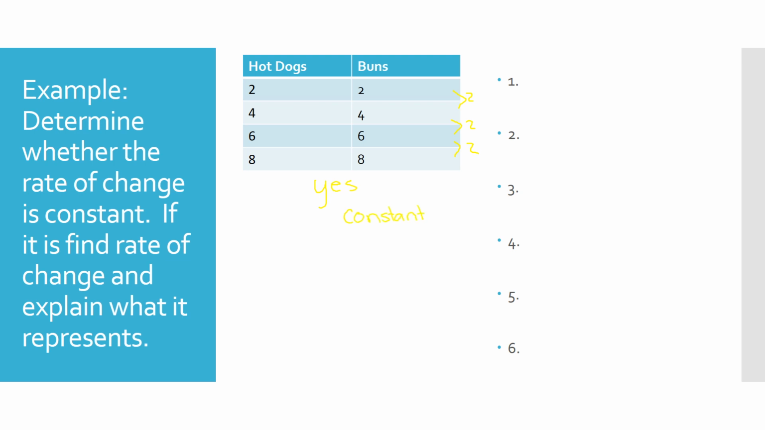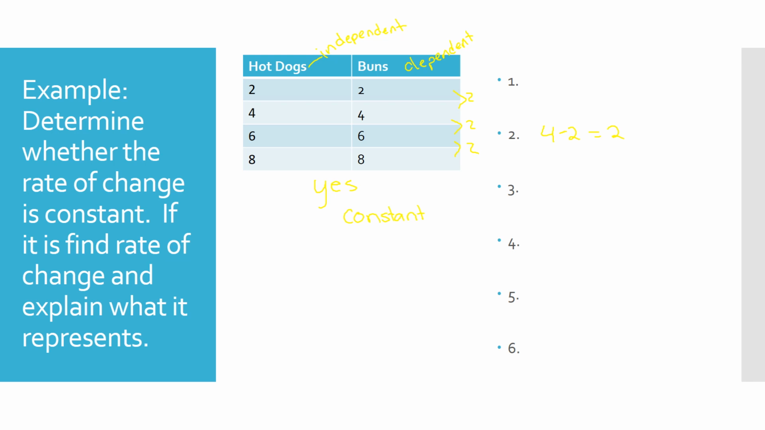Now we're going to go through our steps and identify. The first step was identify our independent and dependent variables. This is my independent, and this is my dependent. Okay, so then the step 2 told us to go ahead and find the change in the dependent, which we already did here. 4 minus 2 equals 2.